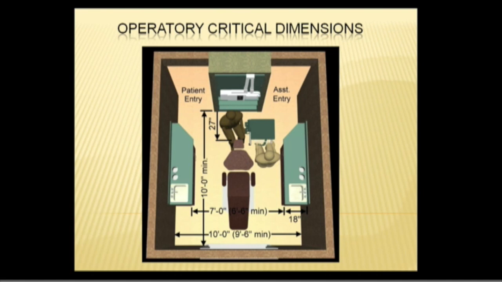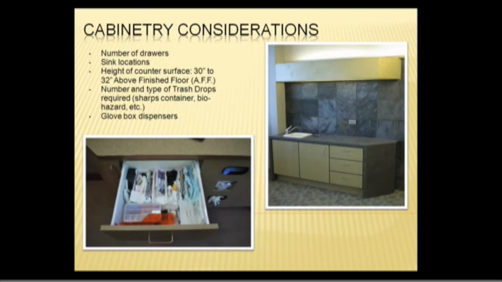18 inches for the side cabinet depth, which can be reduced to 16 inches if needed, and 27 inches from the rear wall or cabinet to the head of the chair when fully reclined.